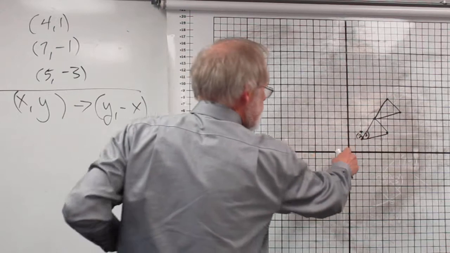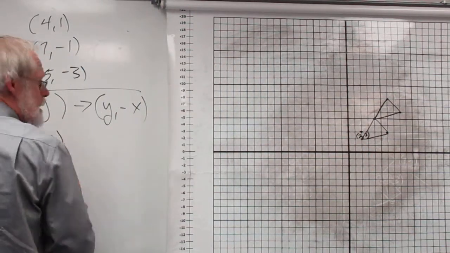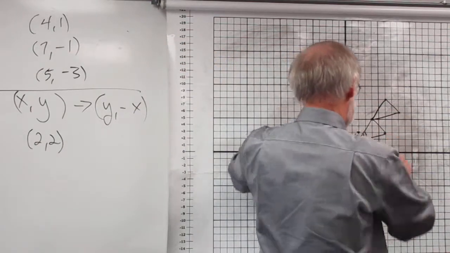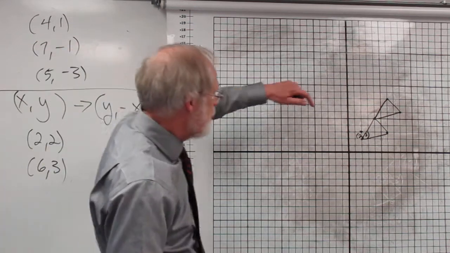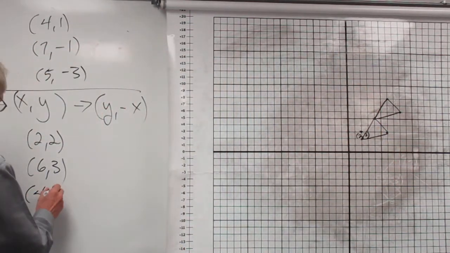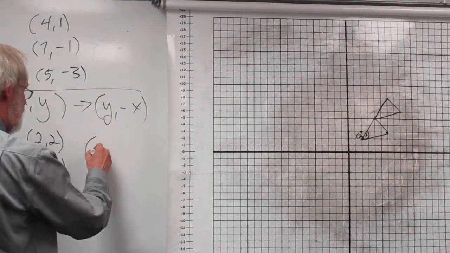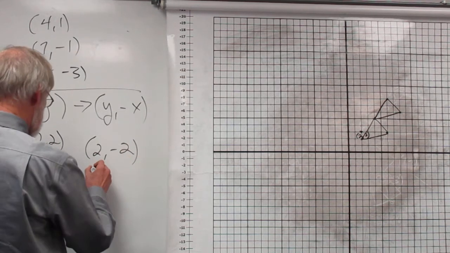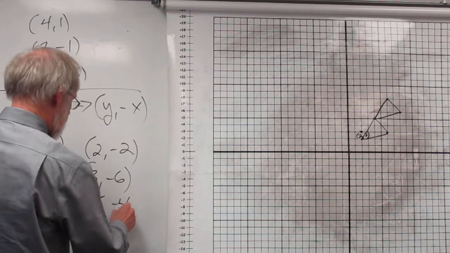So I have to take these points here. This is 2, 2. This point is 6, 3. And this point up here is 4, 5. Now, I follow this pattern, so this becomes 2, negative 2, 3, negative 6, and 5, negative 4.